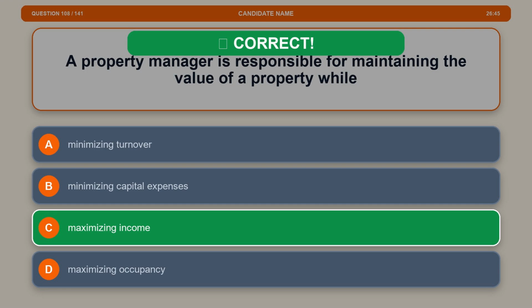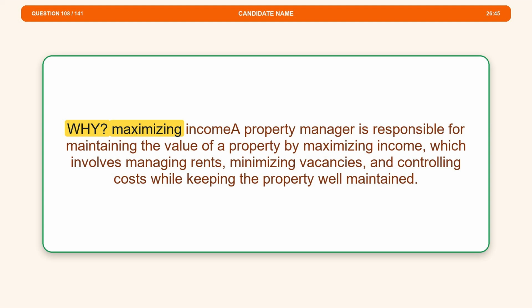The correct answer is option C. Maximizing income. The property manager is responsible for maintaining the value of a property by maximizing income, which involves managing rents, minimizing vacancies, and controlling costs while keeping the property well maintained.